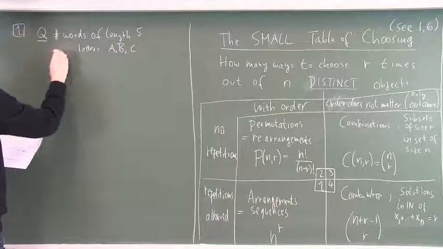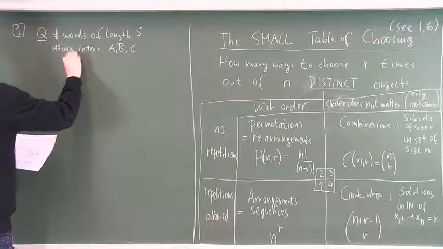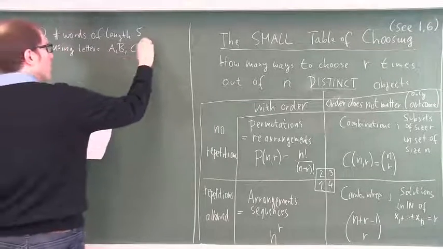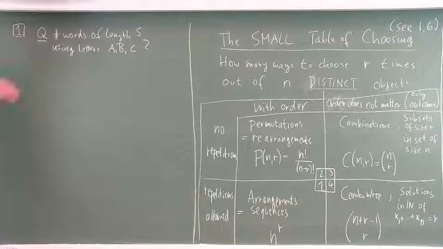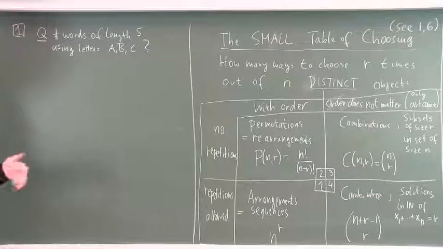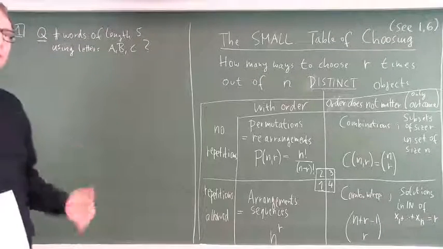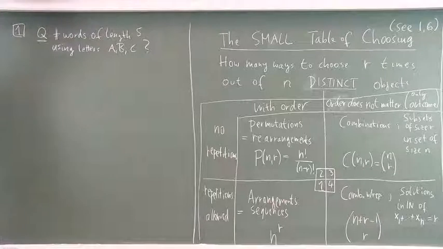Let's say using A, B, C. So here's the question: how many words of length 5 can you make by just using the letters A, B, or C?